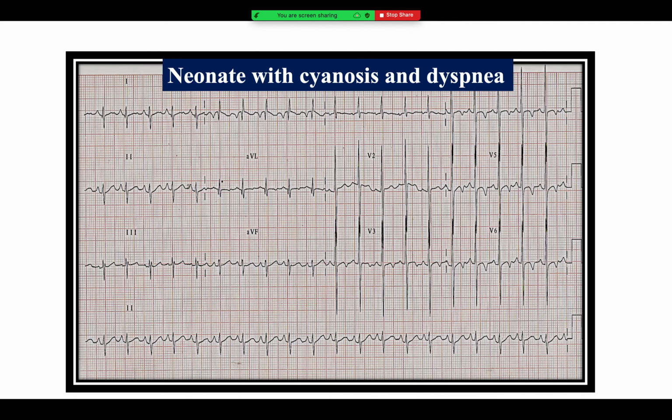What about this neonate? Neonate with cyanosis and dyspnea. What is happening over here? There is sinus rhythm with right axis deviation, a right atrial enlargement with right ventricular hypertrophy, and Q wave is present in 1 and AVL. So what we notice is DORV with subaortic VSD and pulmonary stenosis.